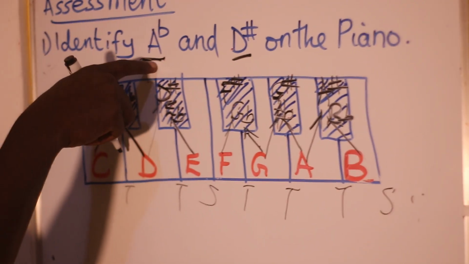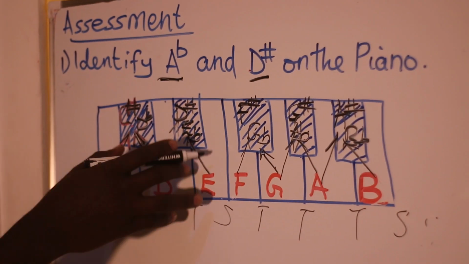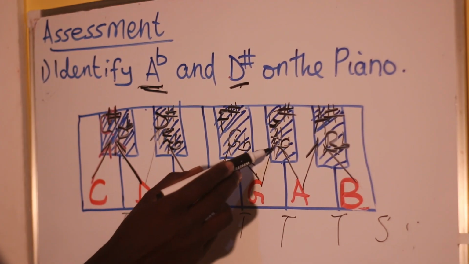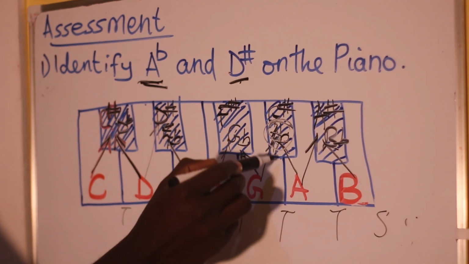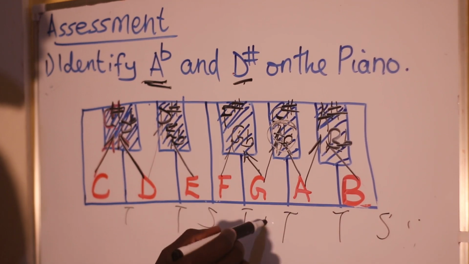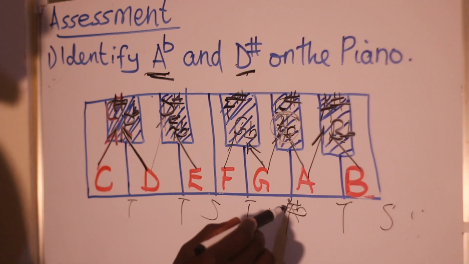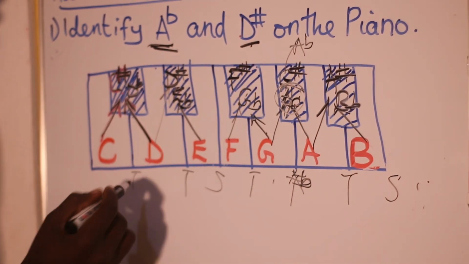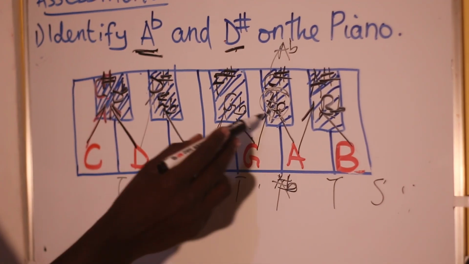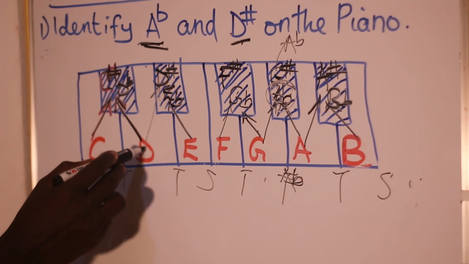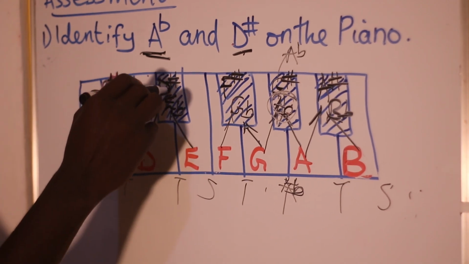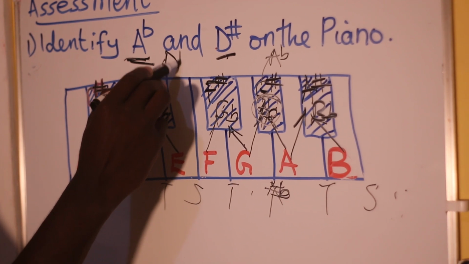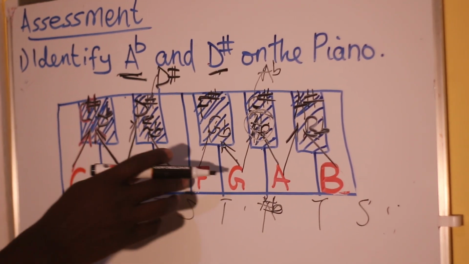What was our question? Identify the area with A flat and D sharp. When we looked at our A flat, it is on this note, somewhere here. This one is A flat. Then the other one was D sharp. D sharp, we got it somewhere here where we were going upwards. Therefore this black key here is D sharp. Simple like that. You can also identify the rest.